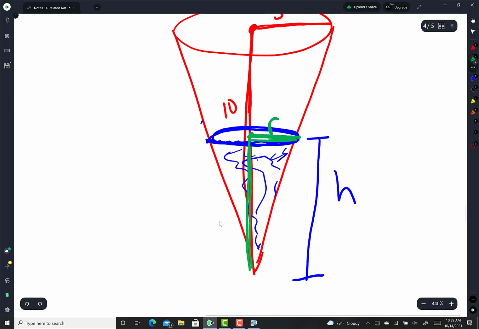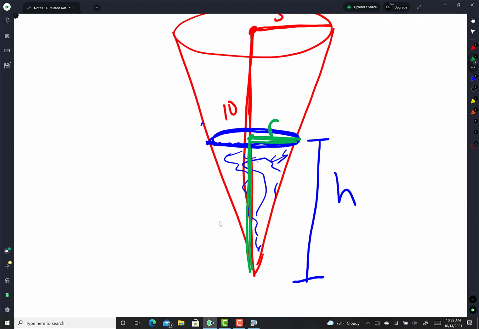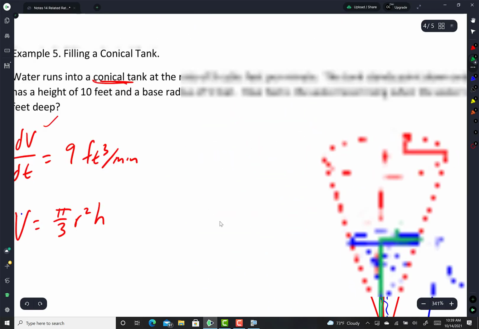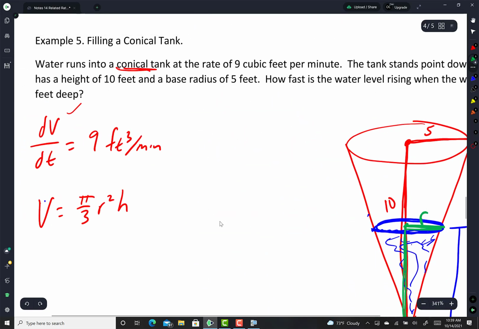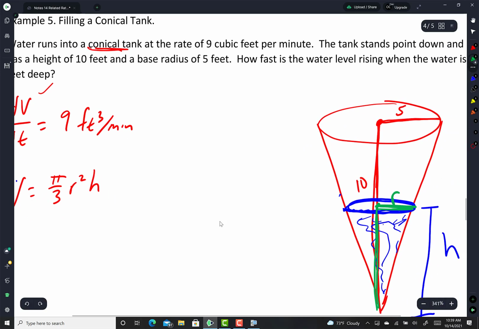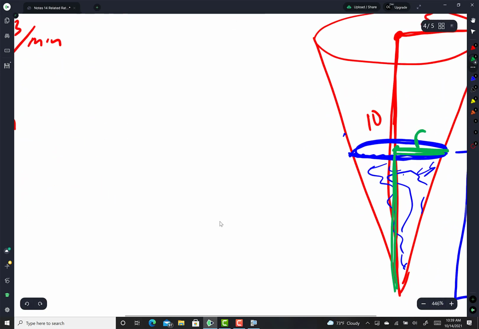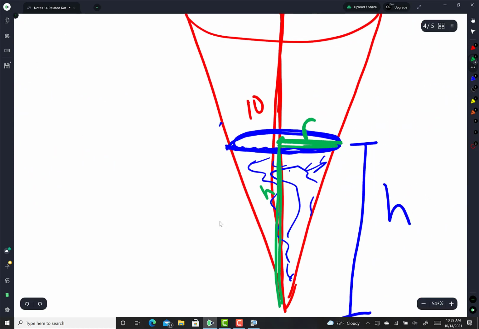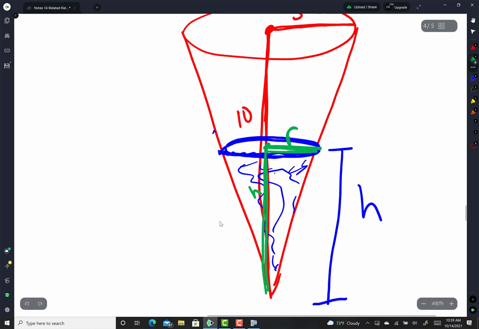Before we even start, we need to figure out what r is, because they don't give us r. They just told us that h is 6 feet deep, that the water is 6 feet and rising. Does that make sense, guys? So let's figure that out, and we're going to do that with geometry. Remember this distance is h. So how are we going to find it with geometry?